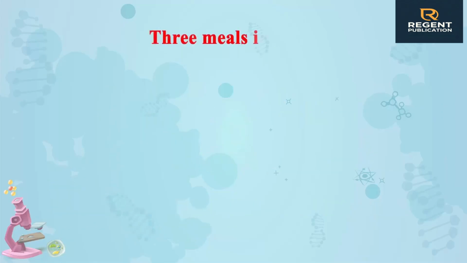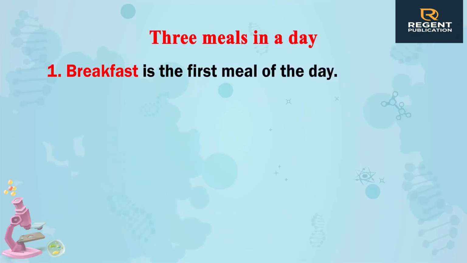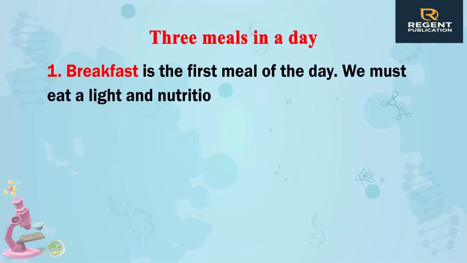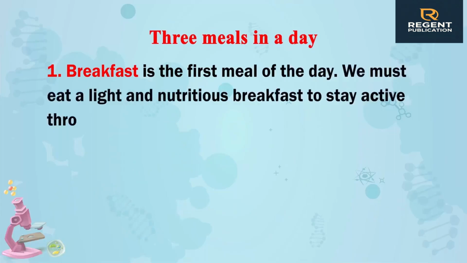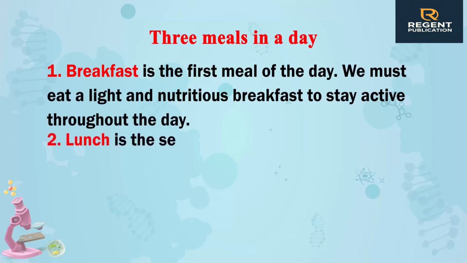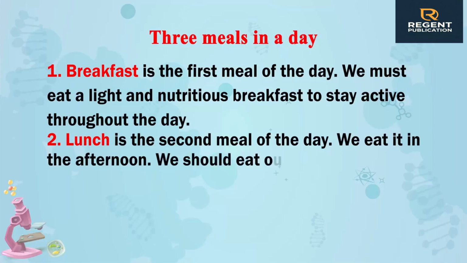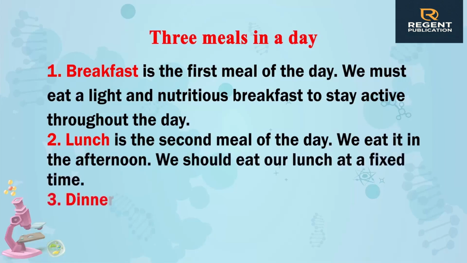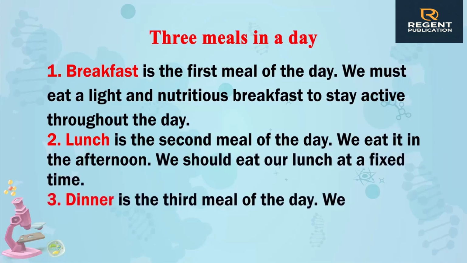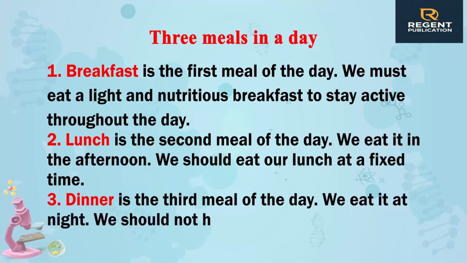3 meals in a day. Breakfast is the first meal of the day. We must eat a light and nutritious breakfast to stay active throughout the day. Lunch is the second meal of the day. We eat it in the afternoon. We should eat our lunch at a fixed time. Dinner is the third meal of the day. We eat it at night. We should not have our dinner late.